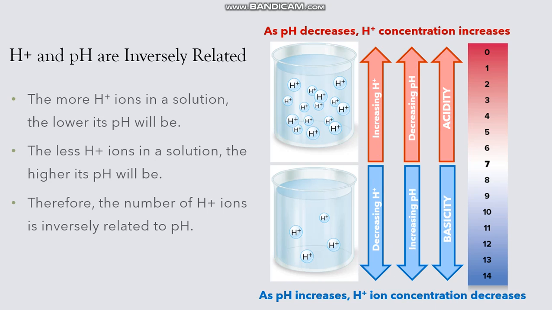Hydrogen concentration and pH are inversely related, which means the more hydrogen ions in a solution, the lower its pH will be, and the more acidic it will be. And the fewer hydrogen ions in a solution, the higher its pH will be, and the more basic.